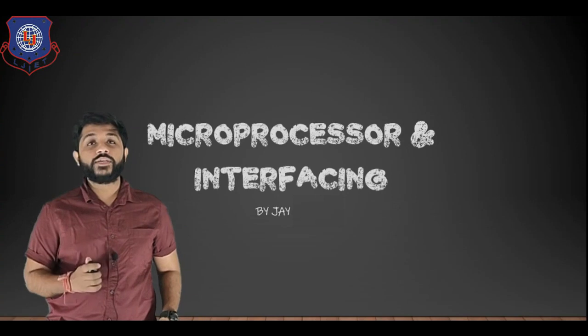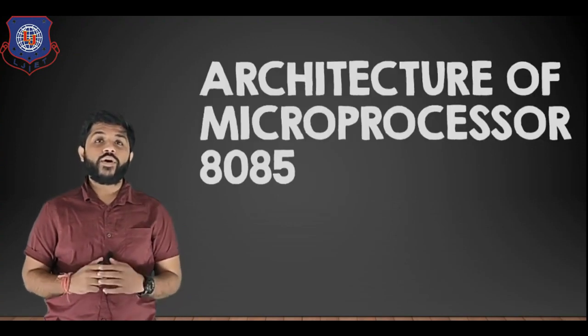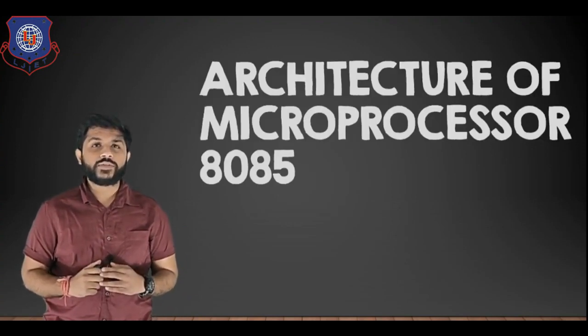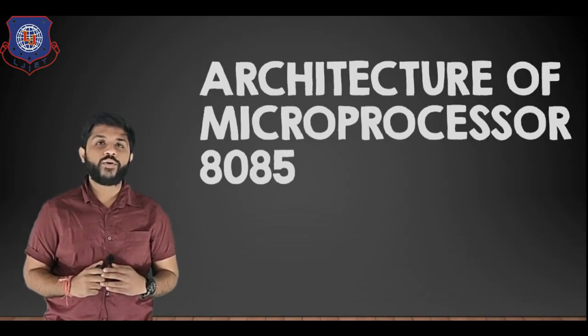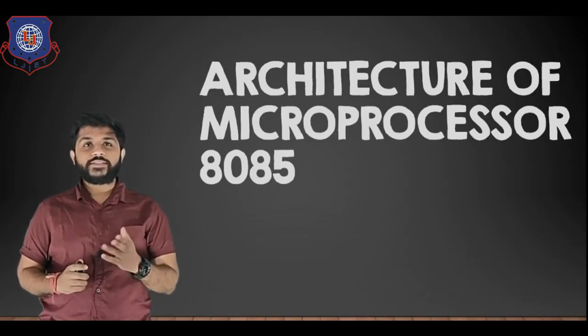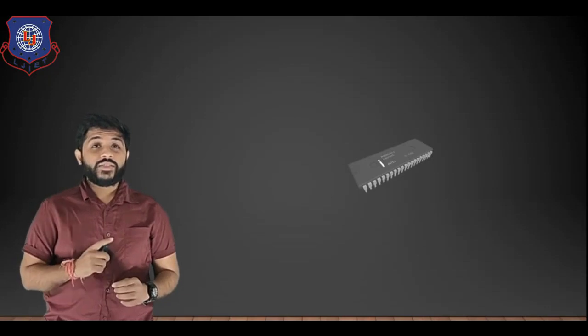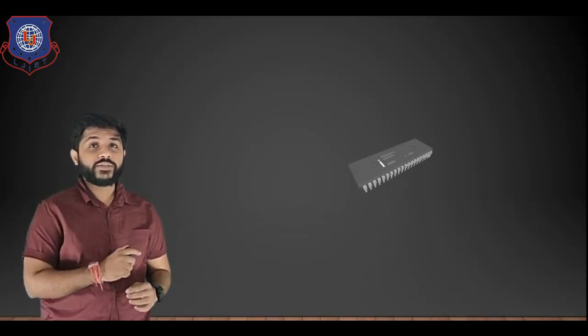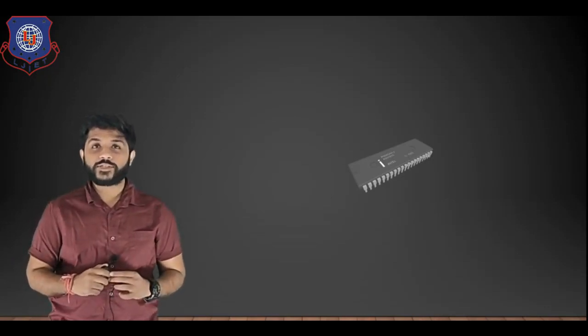Today we are going to see the architecture of the microprocessor 8085. You can also say block diagram of 8085. So let's see. The chip that you are seeing on the screen is actually a microprocessor.